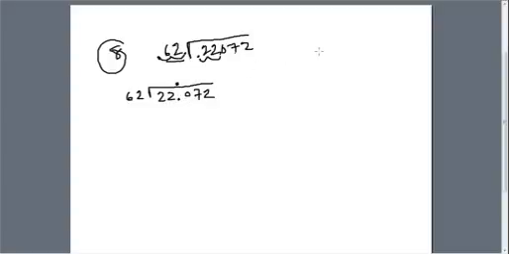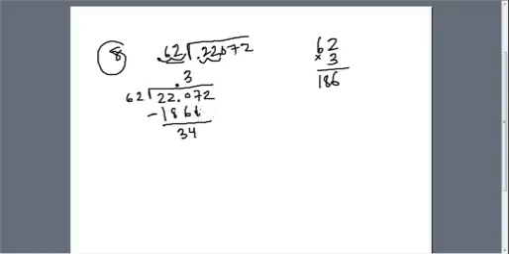For that, let's try 62 times 3, and that gives us 186, and that seems to be the biggest number that could fit in without going over. So let's go with 3, and we'll subtract the 186 from 220, and that's 34. We'll drop the 7 down, we'll have 347. Now, how many times does 62 go into 347?